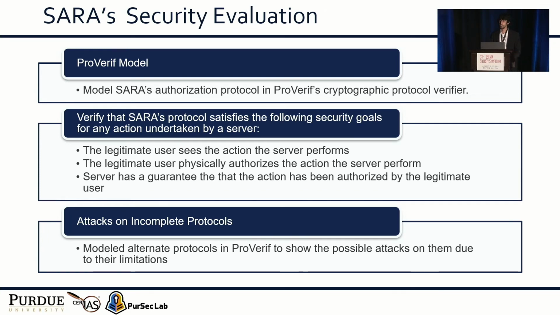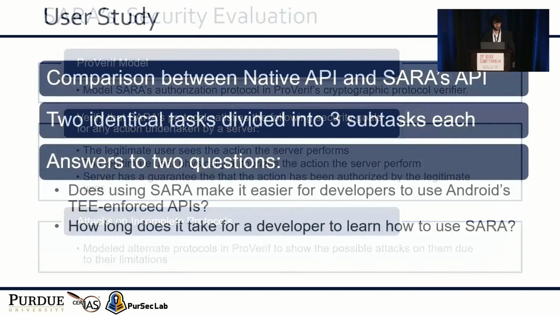And we use this ProVerif model to verify our security goals: that the legitimate user is able to see the action he performs on a prompt, is able to physically authorize it, and then the server is able to have a guarantee that the legitimate user is the one who has authorized the action. Furthermore, we also used our ProVerif model to show that there were possible attacks if the APIs were not used in a cryptographically secure manner, due to the limitations as we discussed before.